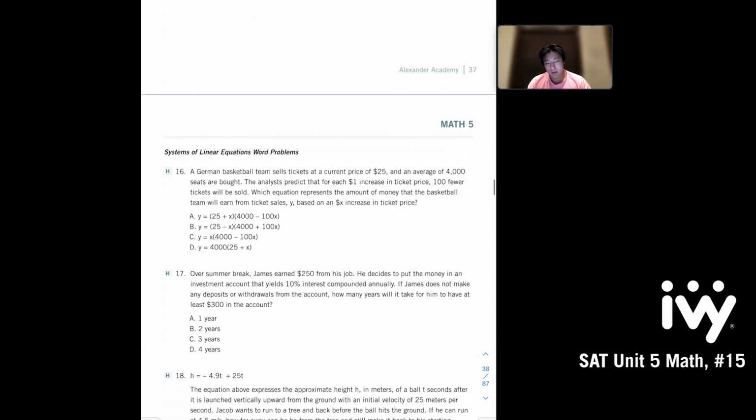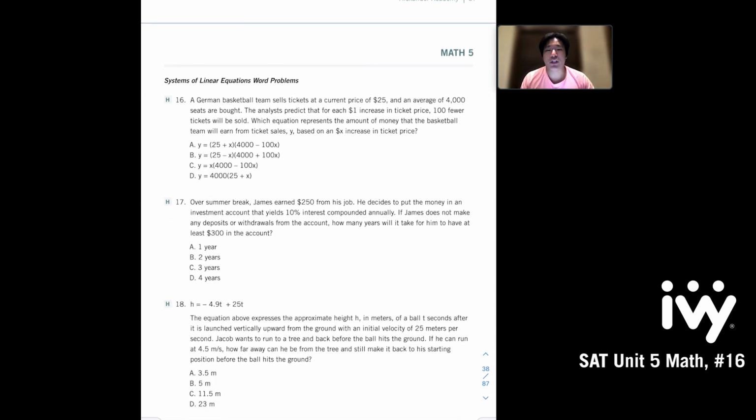Okay. Looking at systems of linear equations, word problems. Question 16 says, a German basketball team sells tickets at a current price of $25 and an average of 4,000 seats are bought. The analysts predict that for each $1 increase in ticket price, 100 fewer tickets will be sold. Which equation represents the amount of money that the basketball team will earn from ticket sales, Y, based on an X dollar increase in ticket price?